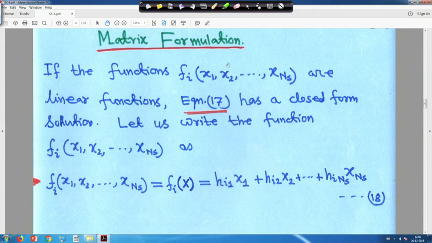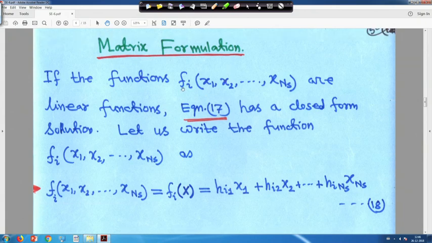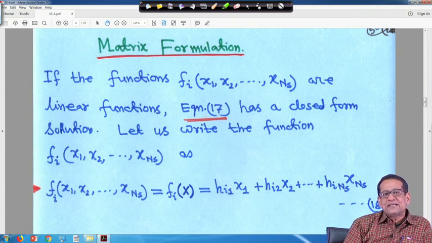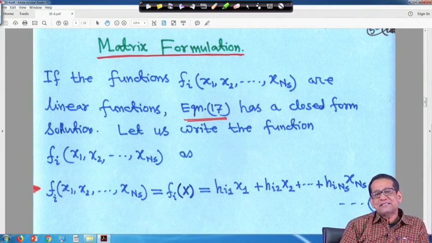So, now the matrix formulation, how we will do this. If the function f_i of x1, x2 up to x_ns, that is the number of state variables, is a linear function, generally whatever we are trying to do, first we will assume that f_i is a linear function of all the state variables. In general, in AC circuits, which we will see later, the power injection and other things are not linear, they are non-linear, right. So, that will be seen later.